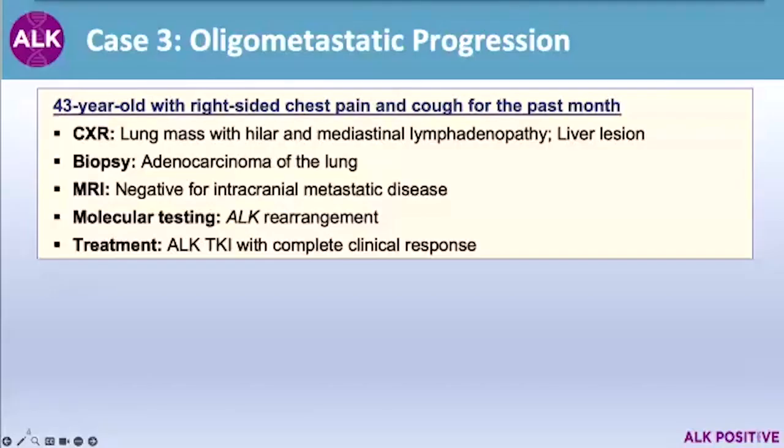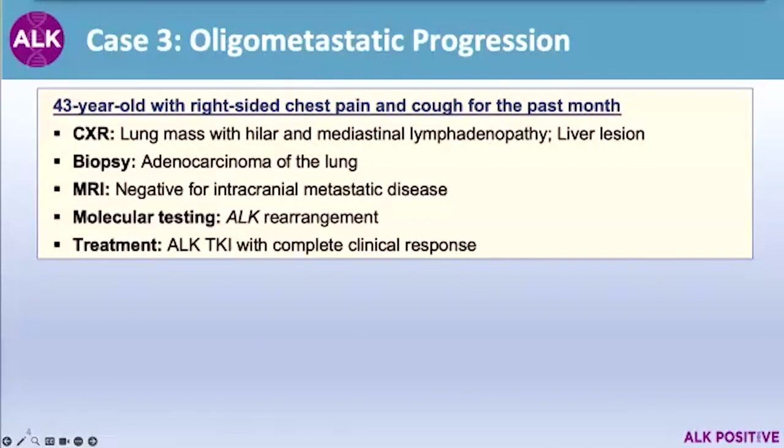So let's go to the last case. Now we're going to talk about oligometastatic progression. And I think you may find that there's a lot of different opinions on what it is and how it's treated, not just amongst this group, but in general in thoracic oncologists. That's why I'm glad we're discussing it. So now we have a younger person, right-sided chest pain and cough for a month.